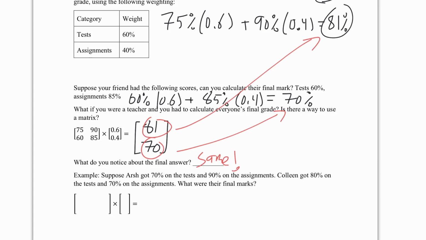And if you notice, the matrices here I picked were not random. The 75 and the 90, this row, was your marks. And the 60 and the 85, it represented your friend's marks. This matrix over here, it represented the weighting, the 60% for the tests and the 40% for the assignments.